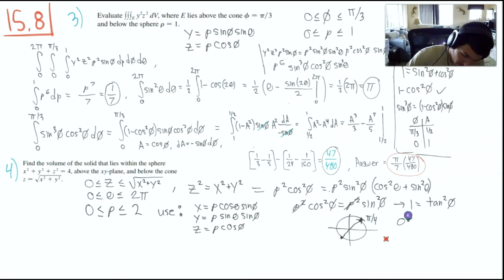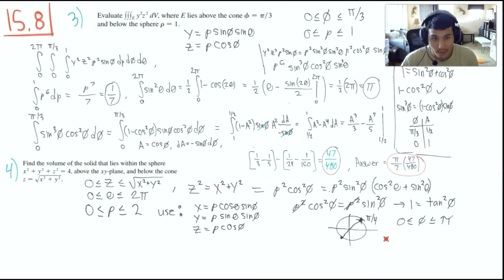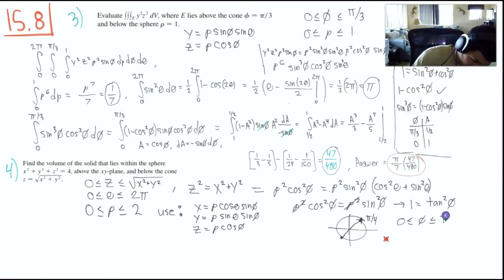Because remember, the rule always says phi is from 0 to pi, right? It can't be from 0 to 2 pi. Sorry. It's not always that, but that's what phi's maximum limit is. It's from 0 to pi. Okay? So in this case, phi's maximum limit is pi over 4.